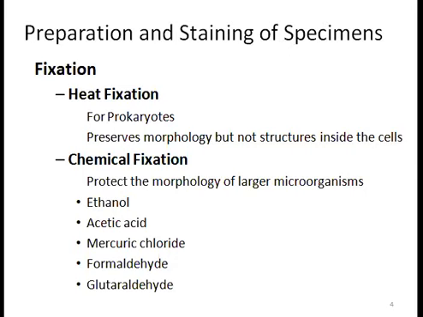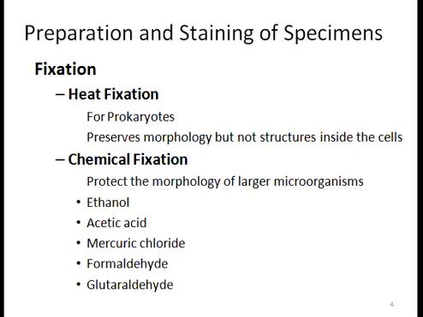A microorganism is usually killed during this process and attached firmly to the microscope slide. There are several methods to fix microbes onto slides. The first and most common method is heat fixation. It is used to observe prokaryotes. For example, it is used to preserve bacteria and sometimes cyanobacteria.